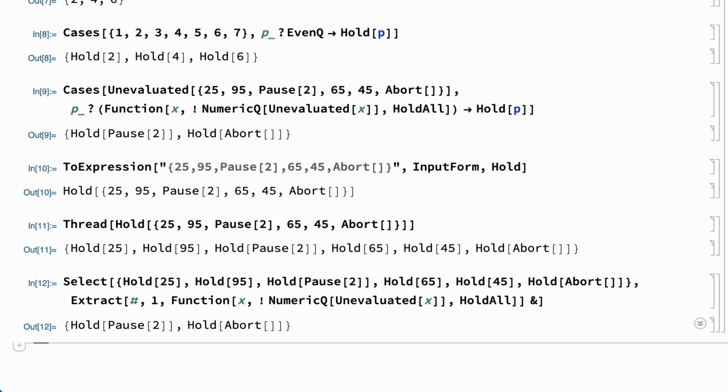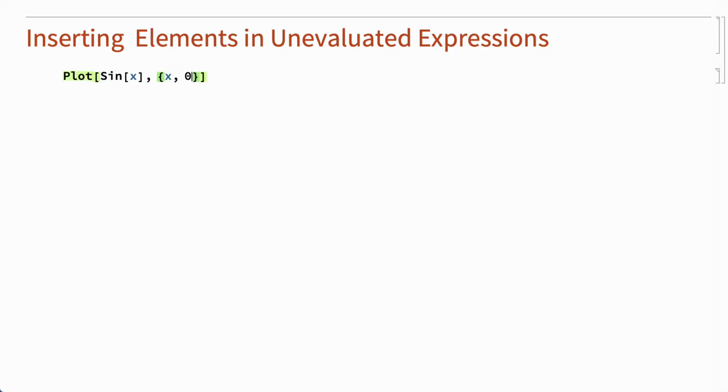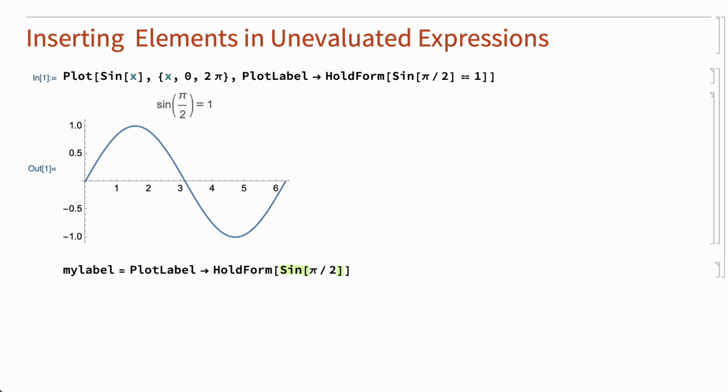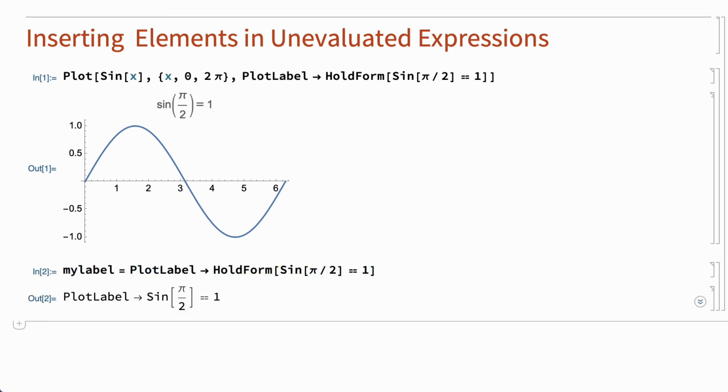There are also, of course, situations where it is desirable to cause evaluation of elements that would otherwise be held unevaluated. For example, here is a Plot input with an option that adds a label, but instead of entering this input all at once, it is sometimes more convenient to assemble the input from separate pieces. The PlotLabel option, for example, could be assigned as the value of a variable.